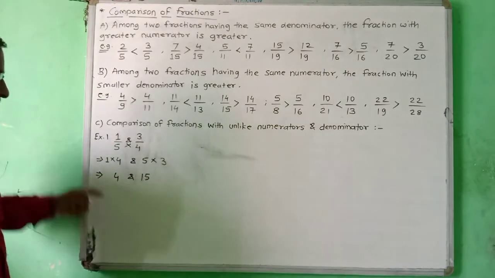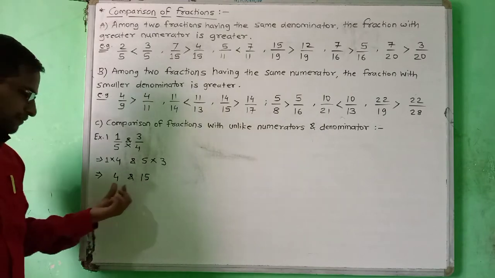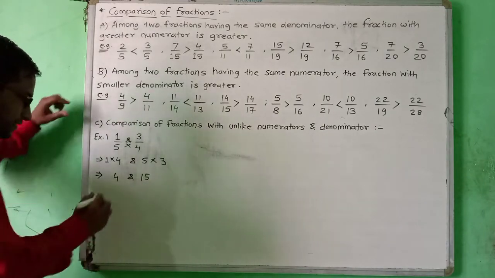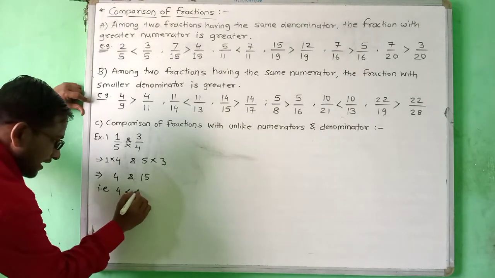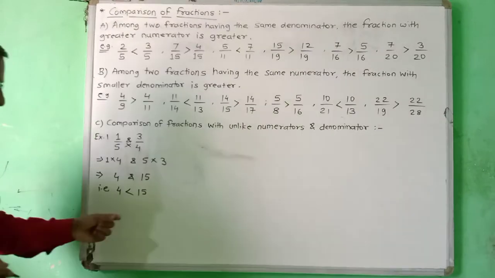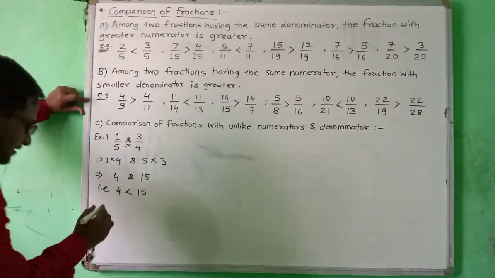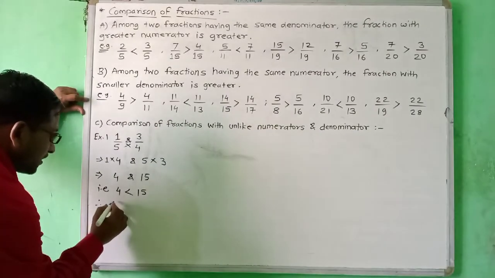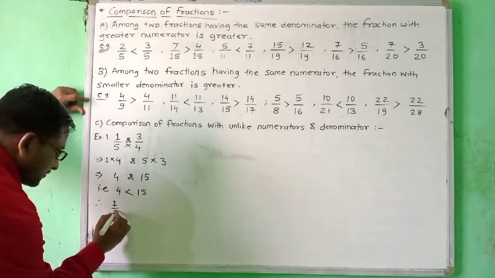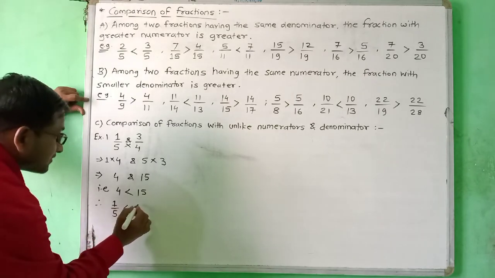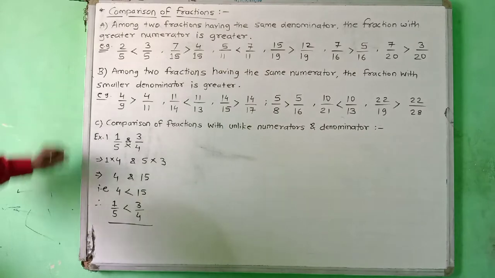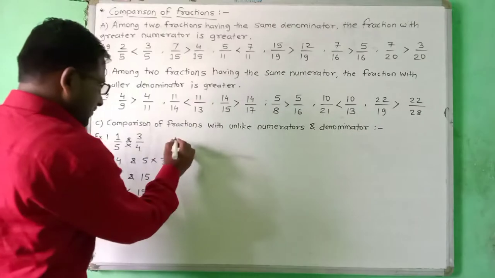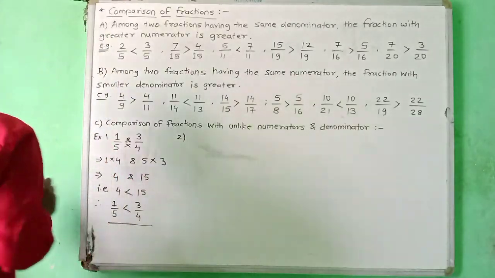Which number is greater? 15 is greater and 4 is less. So you write here 4 is less than 15, and then you write the original fractions. Therefore 1 upon 5 is less than 3 upon 4. This is the answer. See here the next example, so you understand better.